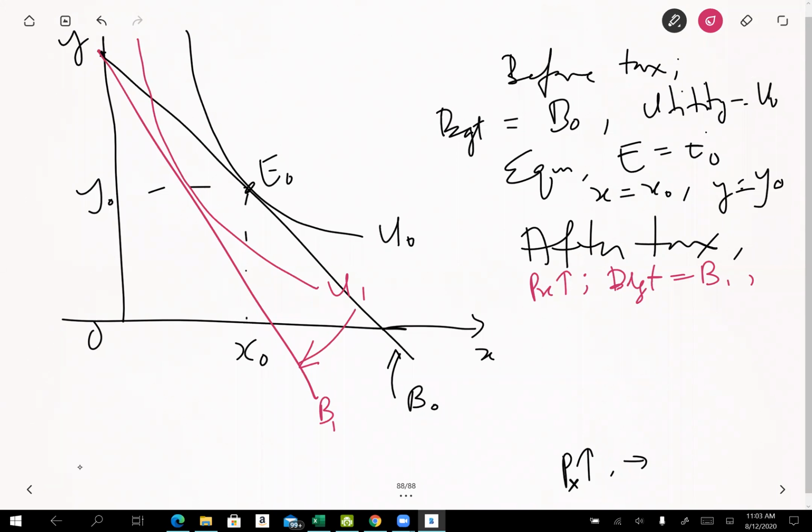Not nice. Draw again, a little more. Draw again. My diagram for the U is not right. You have to draw it nicely. It's like that. That's the budget line.